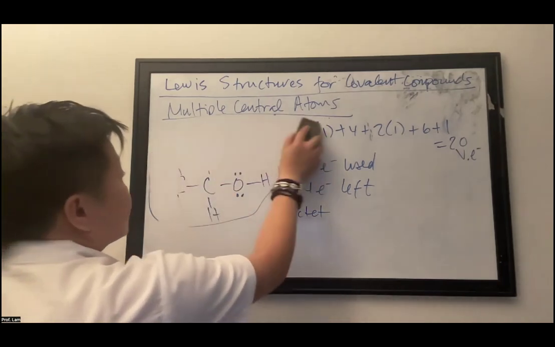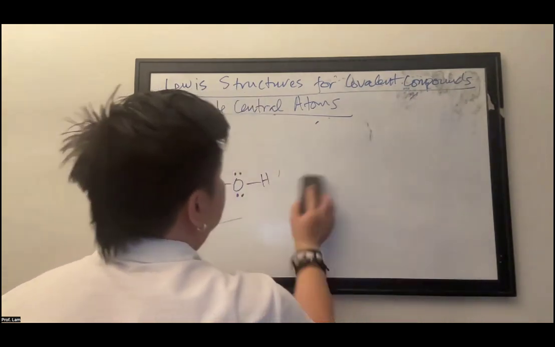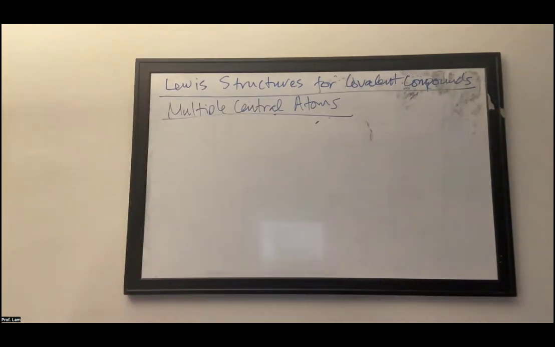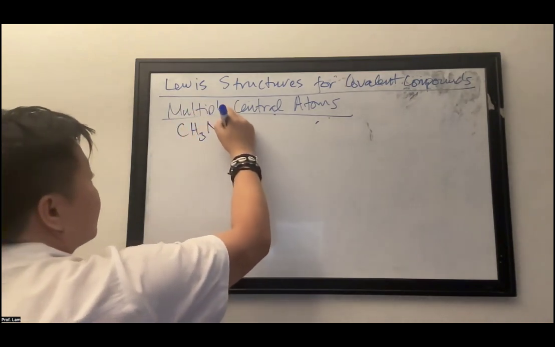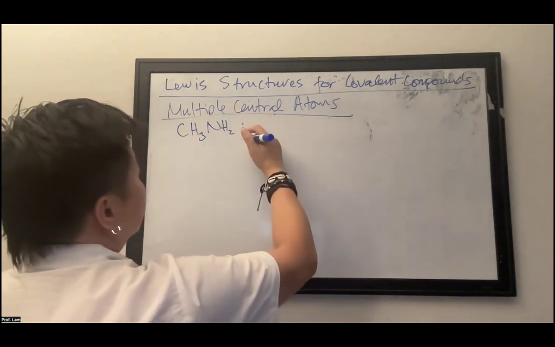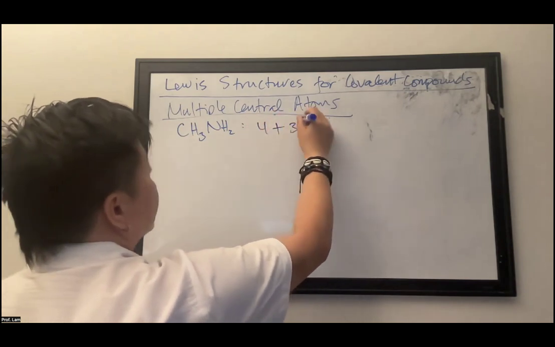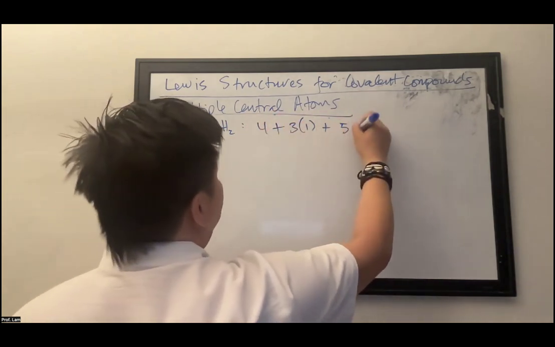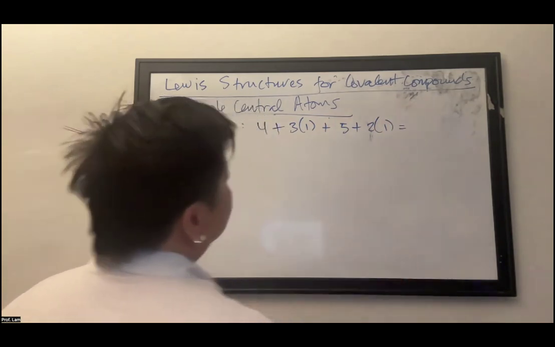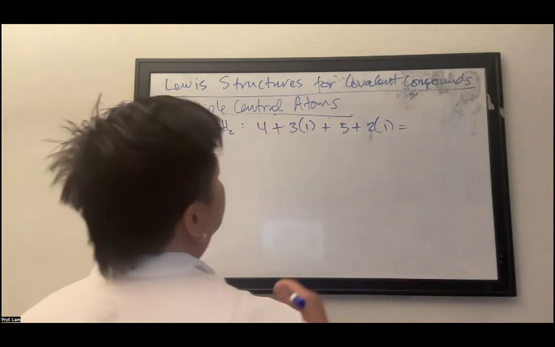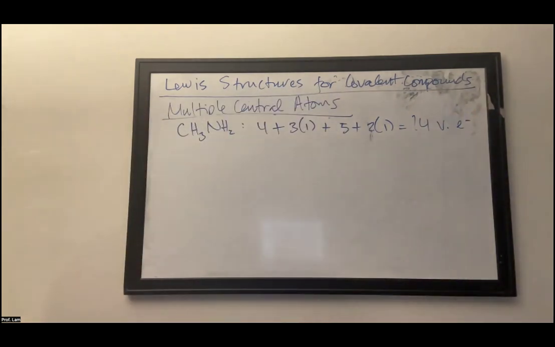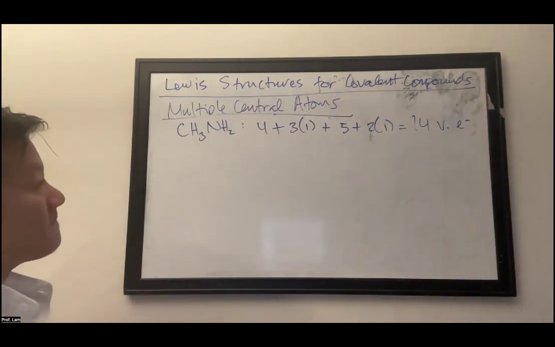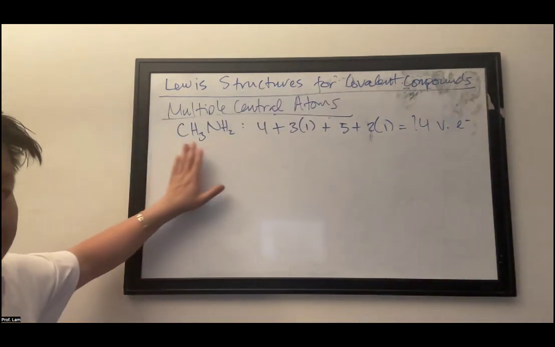Okay, one last example for you guys. CH3, NH2. So we get 4 plus 3 times 1, plus 5 plus 2 times 1, is equal to 14 electrons. Okay, and again, it's spelled out for us as you can see.